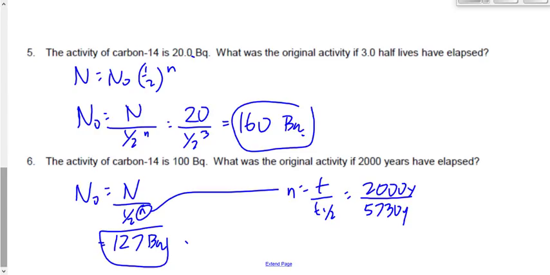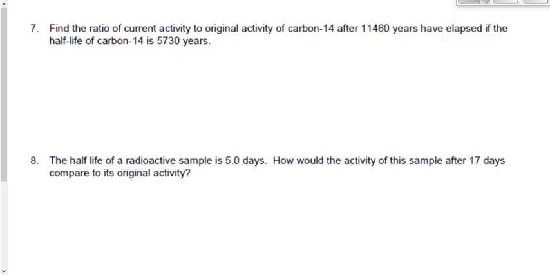Question 7 is a bit different too. It says, find the ratio of the current activity to the original activity of carbon-14 after 11,460 years have elapsed if the half-life of carbon-14 is 5,730 years. The ratio. Everybody open up your imaginary physics thesaurus again. What's another word that means the same thing as ratio? Compare, ratio, compare, divide. Good. Divide is our word here, right? To find this ratio, we divide.